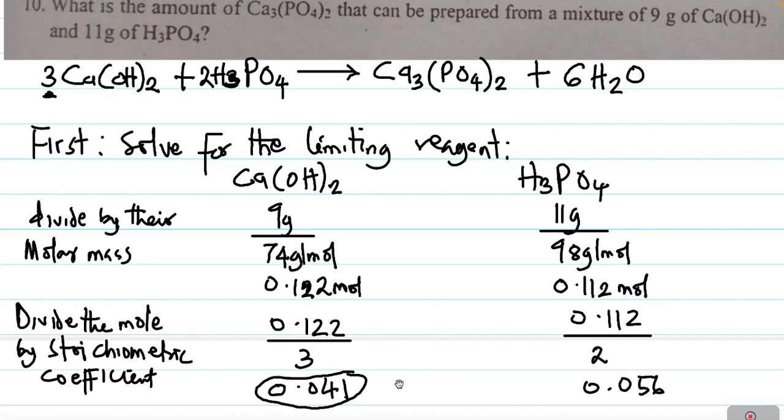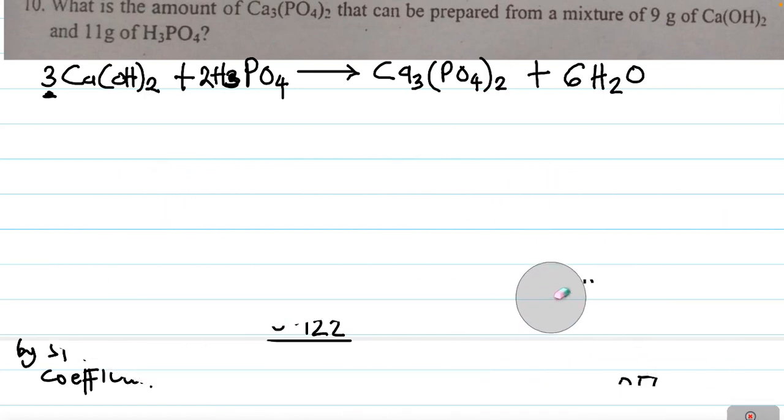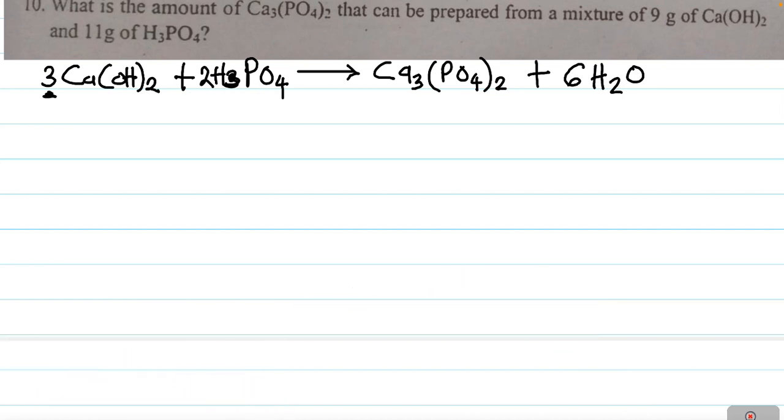So since we are now aware that the limiting reagent is calcium hydroxide, it's very important for us to now proceed with the main calculation. All right, so take note of that. So let's look at the main calculation. I'll clean this off. So in this case, we have calcium hydroxide, the limiting reagent, is now calcium hydroxide.